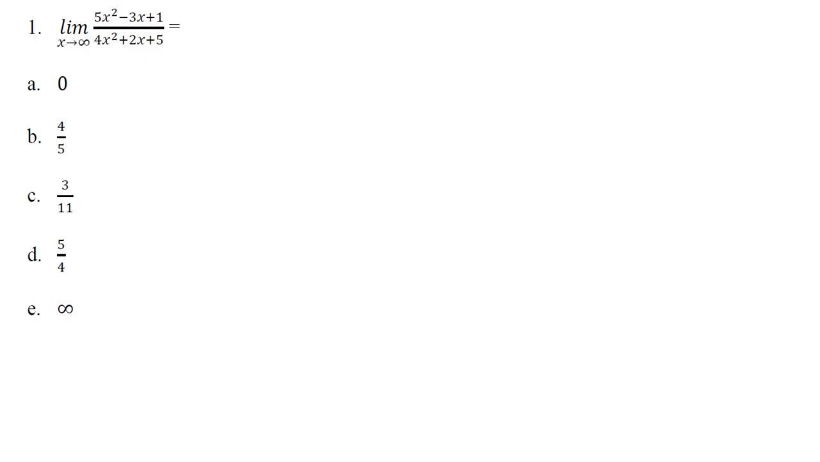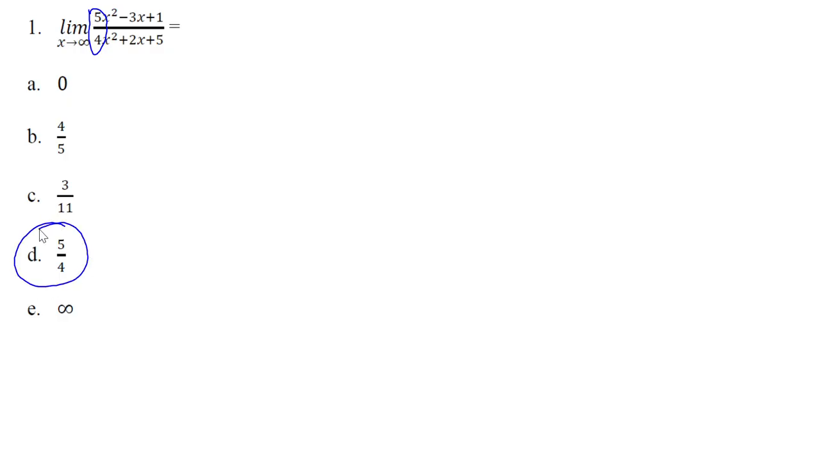So our first question here is a limit as x approaches infinity of this rational function. Now we can evaluate this limit using a couple of different methods. We should know what the answer is right off the bat because it's a rational function where the degree of the numerator and the degree of the denominator are the same. So we can just divide the leading coefficients, right? So 5 divided by 4 here should just give us 5/4, which is our answer.